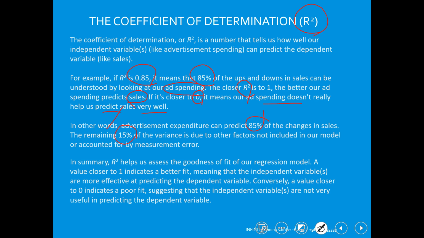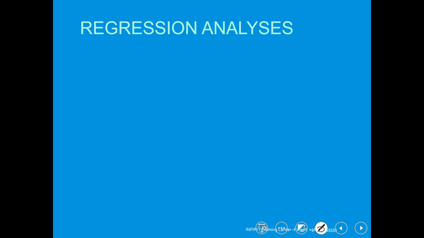So in summary, R square helps us assess the goodness of fit of our regression model. A value close to 1 indicates a better fit, meaning that the independent variables are more effective at predicting the dependent variable. Conversely, a value closer to 0 means it's a poor fit and you cannot rely on the independent variable to predict the dependent variable because the relationship is very weak. So this is the coefficient of determination.